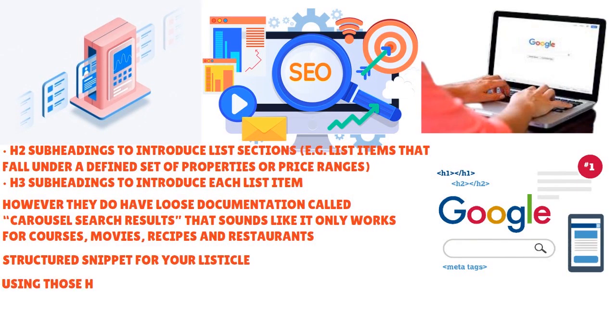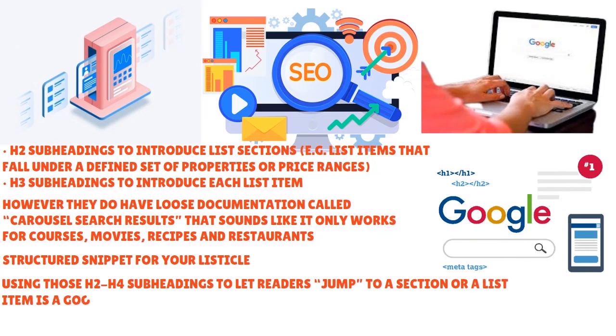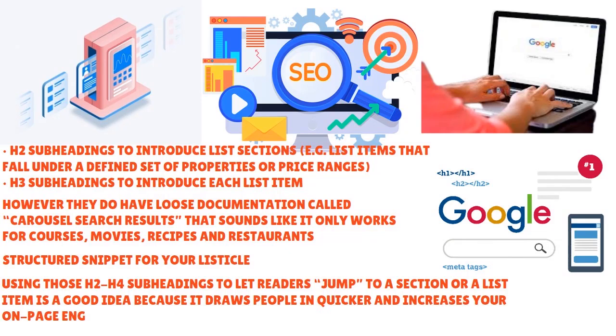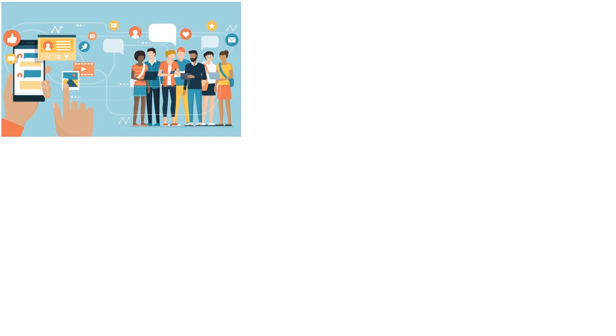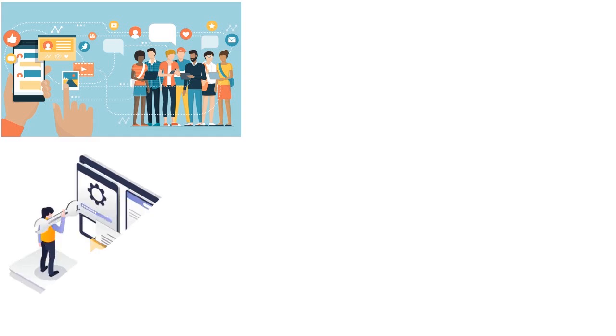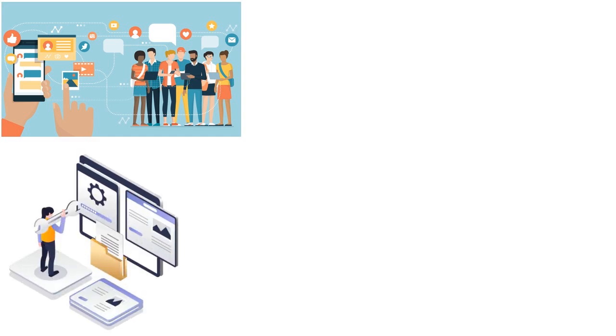Using those H2 and H4 subheadings is great, especially when it comes to letting readers jump to a section or a list item. This is a good idea because it draws people in quicker and increases your on-page engagement. So this is kind of important. And you can easily create this kind of on-page navigation using a WordPress plugin that grabs your subheadings and puts together a clickable outline of your post.